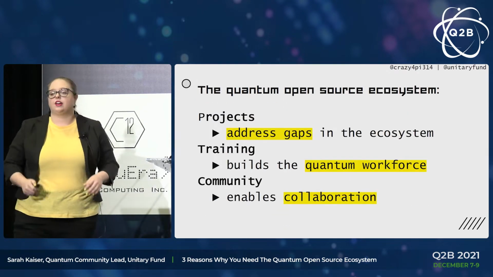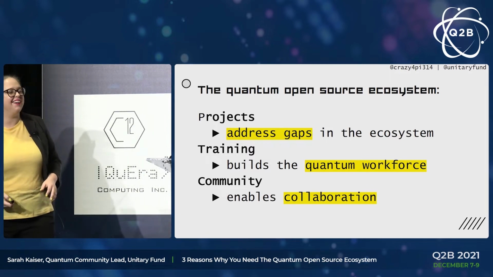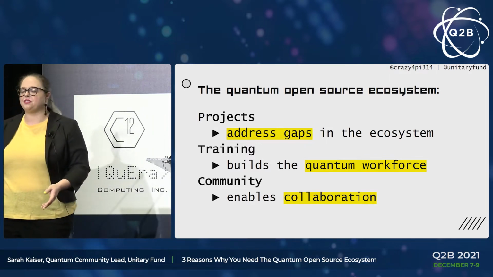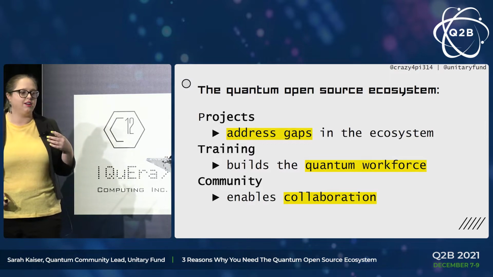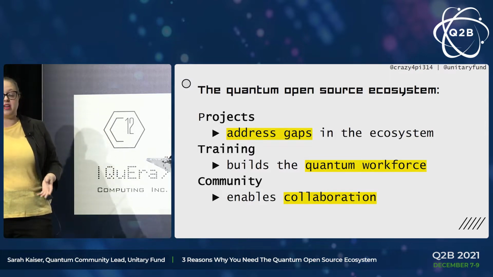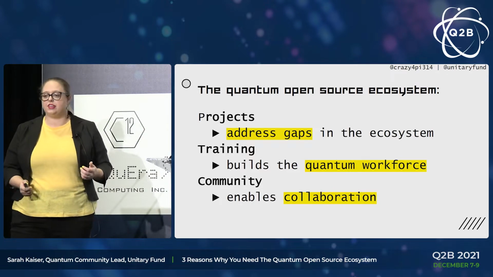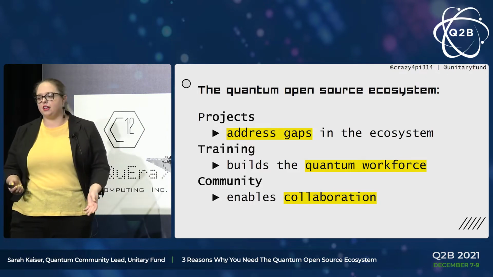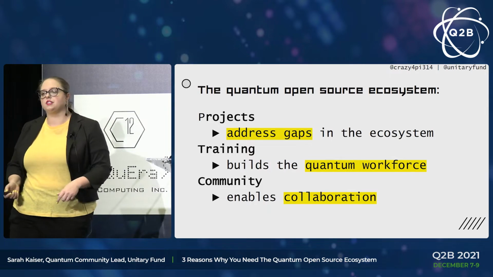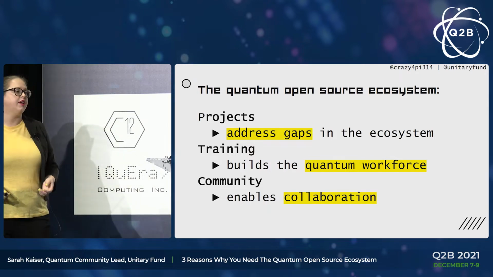So my case to you this morning is that I think the open source ecosystem can really address these kind of primary challenges that we have in quantum. So open source projects can address gaps in the ecosystem that maybe folks aren't incentivized to necessarily work on in a commercial sense.